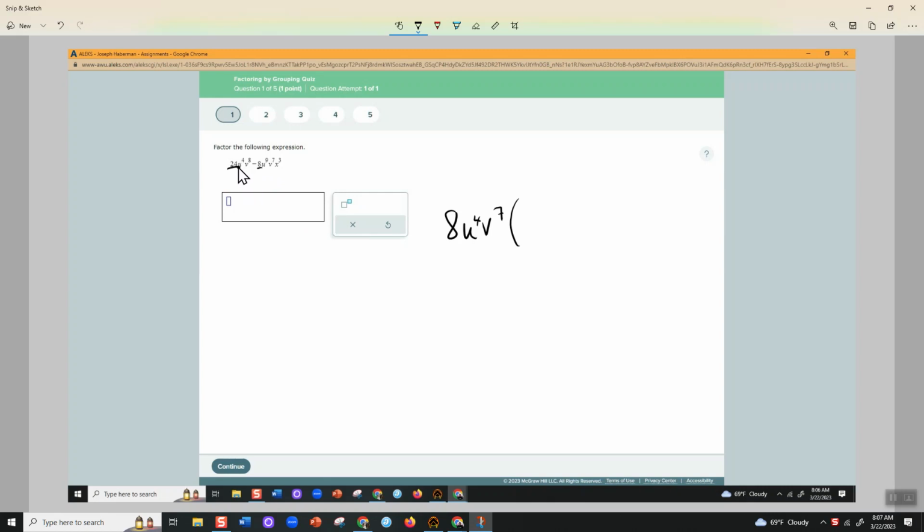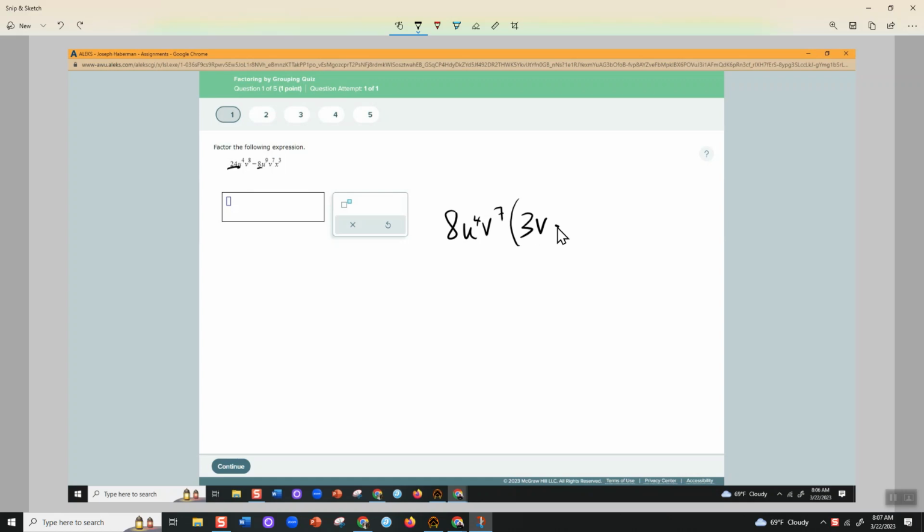What's left over after I take that out? Well, 24 divided by 8 is 3. u to the 4th divided by u to the 4th is 1. We don't need to write that. v to the 8th divided by v to the 7th is just going to be v to the power of 1, which we don't even need to write the 1 there because everything is to the power of 1, unless otherwise noted.